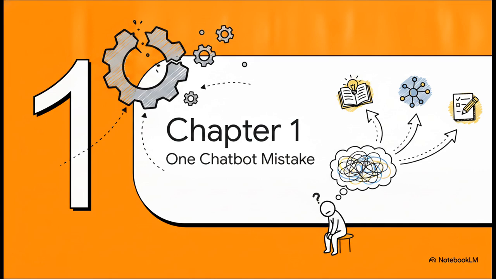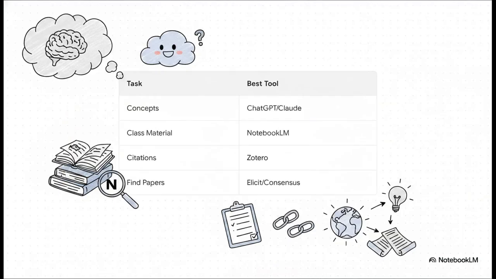Let's look at why this one tool does all approach is a bad idea and what we should be doing instead. Take a look at this breakdown. It beautifully illustrates that different academic jobs require vastly different tools. Like, if you just need to understand a broad concept, sure, an AI assistant like ChatGPT or Claude is fantastic for that. But what if you need to study from your specific class material? For that, you'd want a source-based tool like NotebookLM. Need citations? You absolutely need a citation manager like Zotero. Searching for peer-reviewed papers? You've got to use a discovery tool like Elicit or Consensus. It's like a giant puzzle. Matching the specific tool to the specific task is the actual secret to a great workflow.